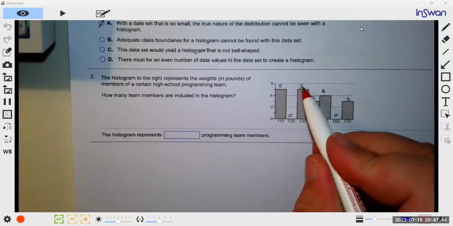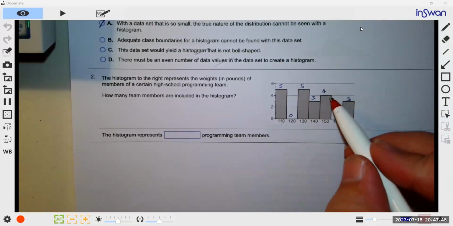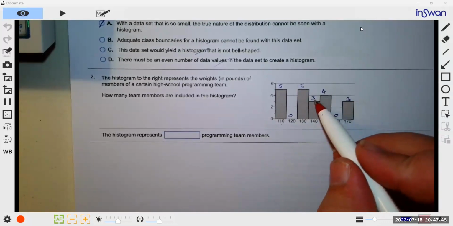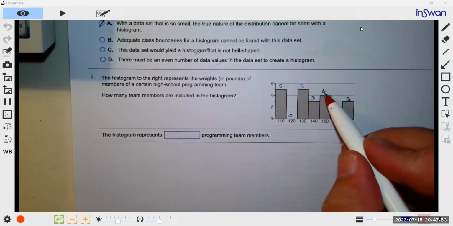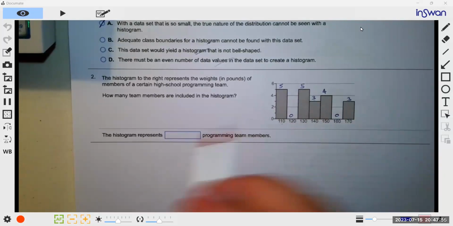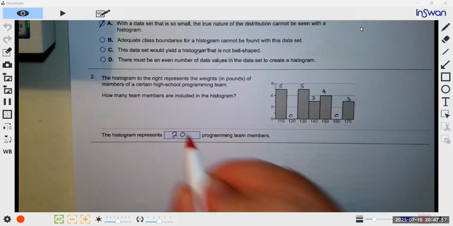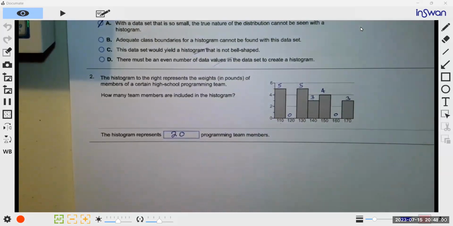So the frequencies are 5 plus 5 is 10, 10 plus 4 is 14, 14 plus 3 is 17, plus 3 is 20. So there are 20 programmers in the club.